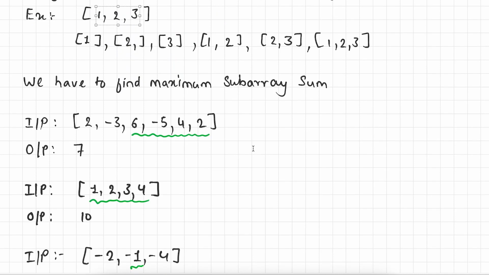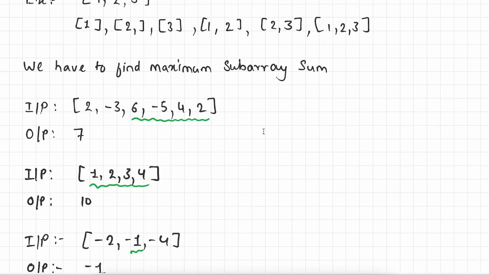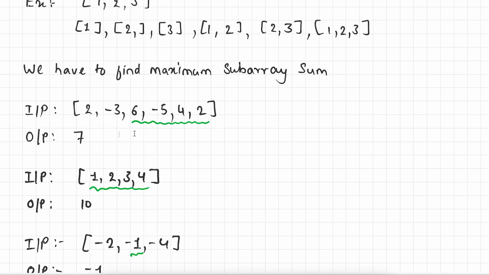Now let's understand this problem with a few examples. Let's say we have an array like this: 2, -3, 6, -5, 4 and 2. The subarray of this array that gives the maximum sum is 6, -5, 4 and 2, and the sum of this subarray is 7. So the output for this input is 7. If you consider any other subarray, you will never get a sum greater than 7.